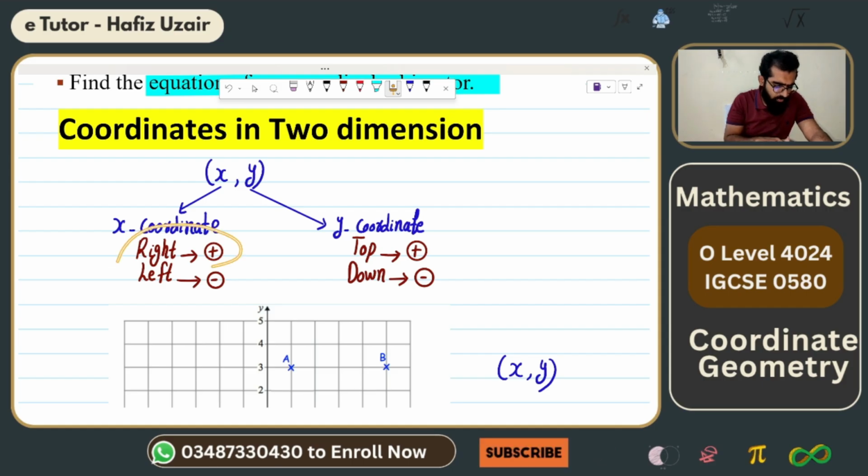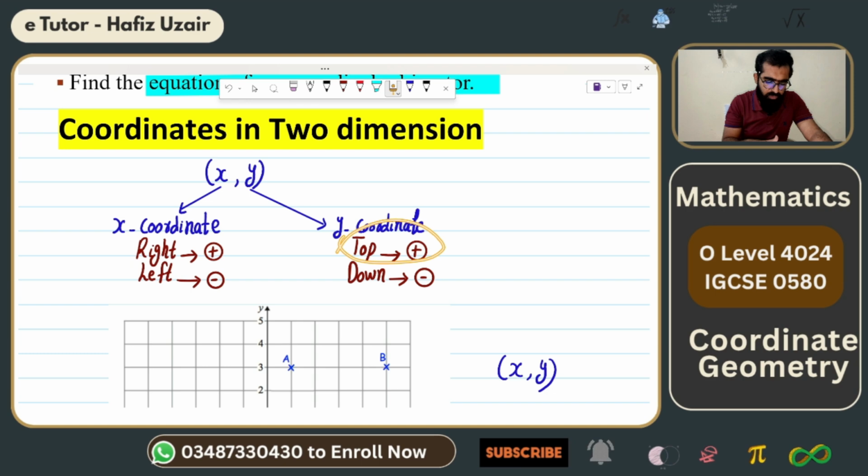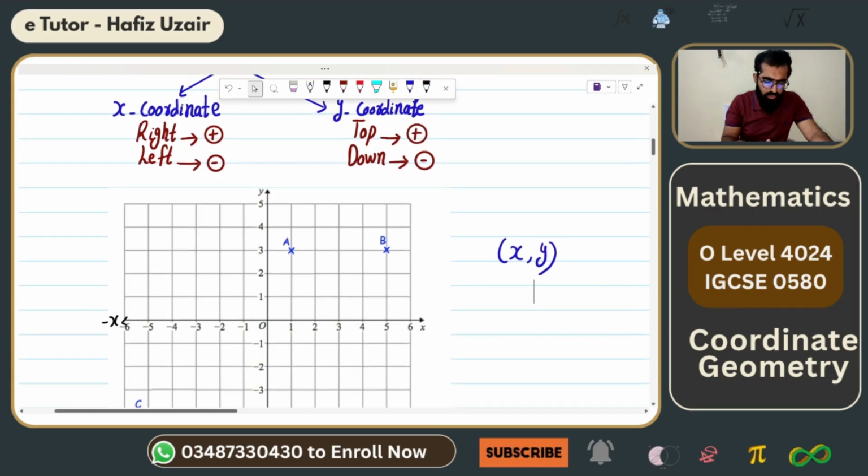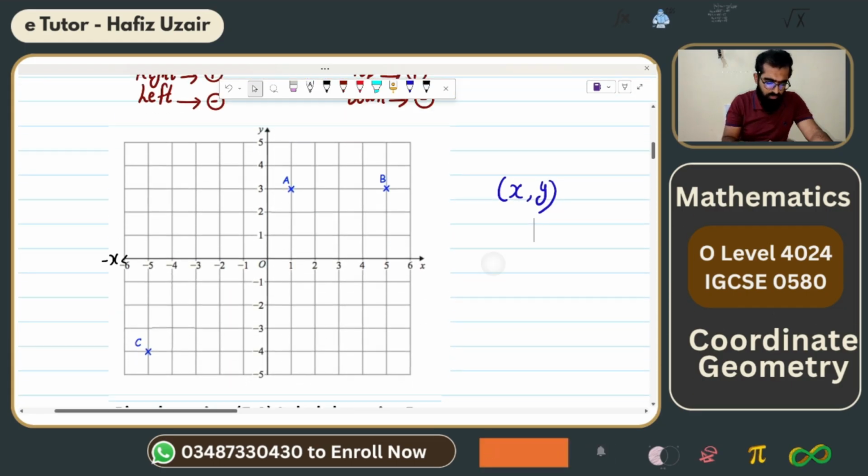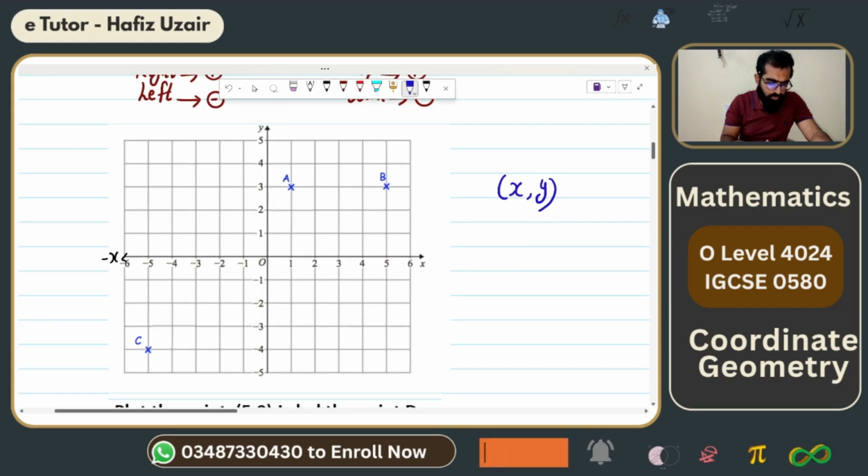Now this is a basic point. When you are moving to the right side from the origin, the x coordinate will be positive. If you are moving to the left side from the origin, the x coordinate will be negative. If you are moving to the top side, the y coordinate will be positive. If you are moving down, the y coordinate will be negative. So let's discuss this. This point is called the origin.